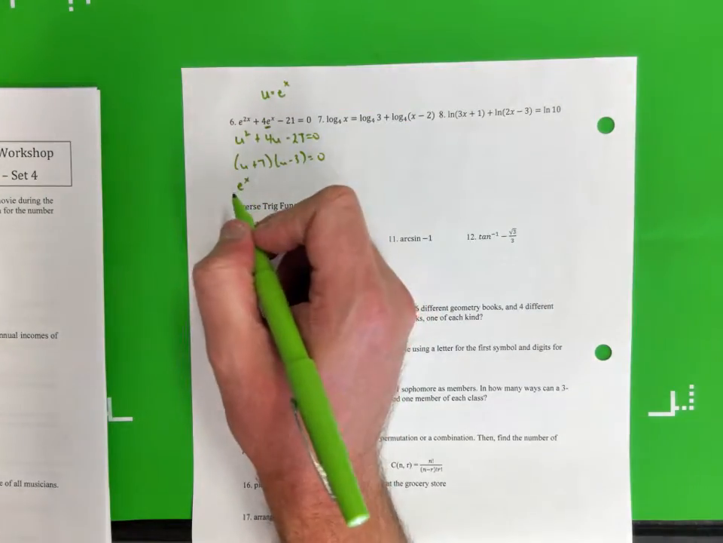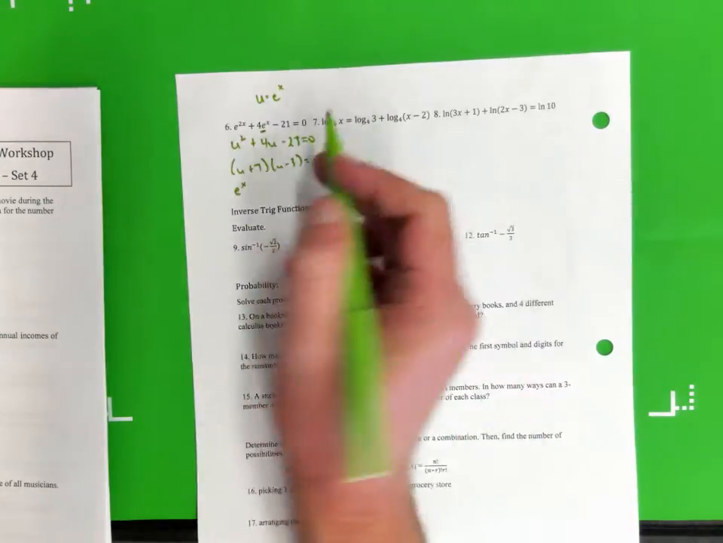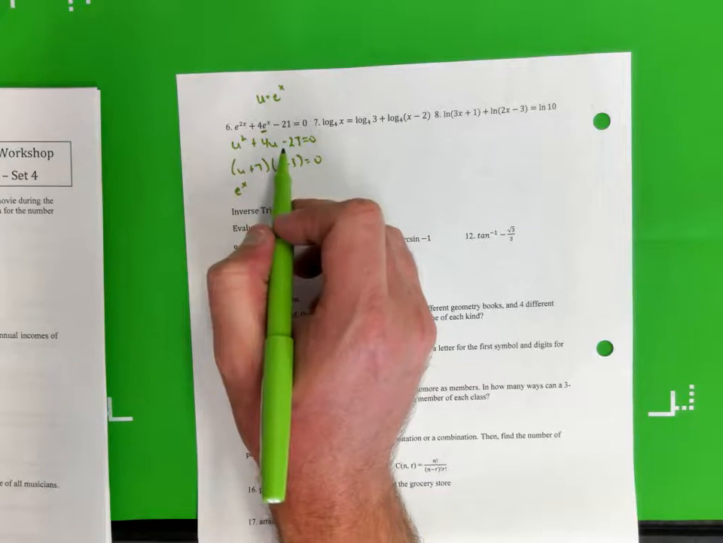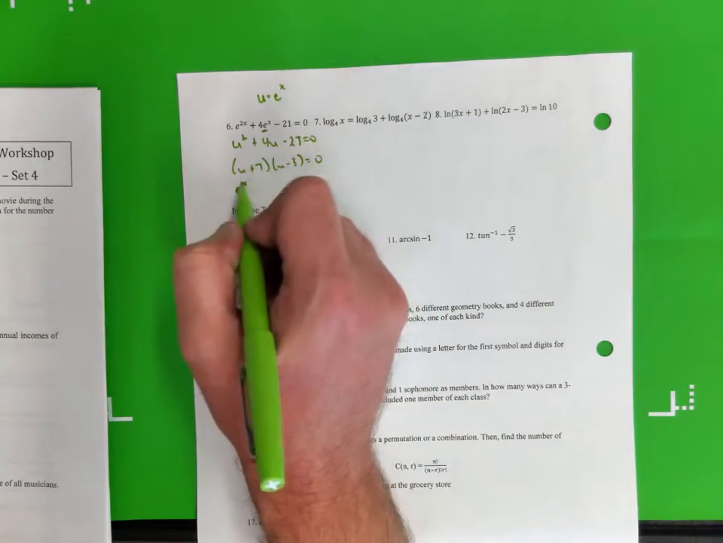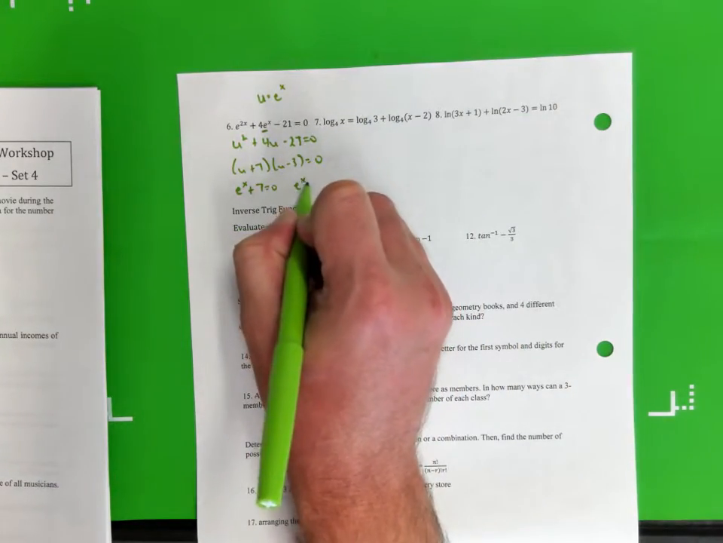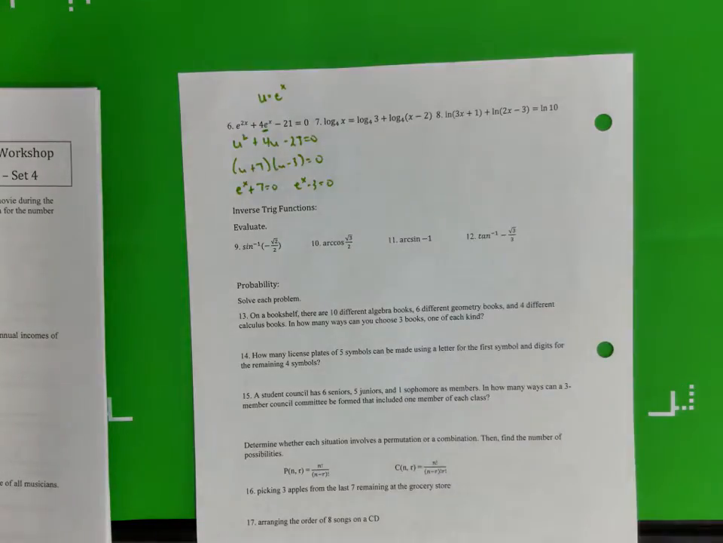These are on your math workshop test next week. You will have one like this, so please be paying attention. I put e to the x back in for that, plus 7 equals 0, and e to the x minus 3 equals 0.